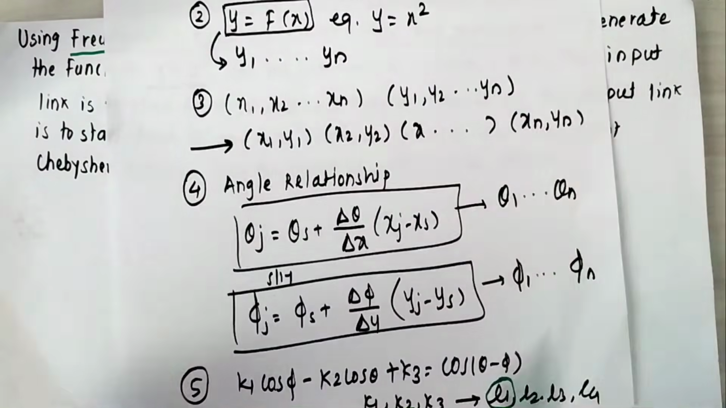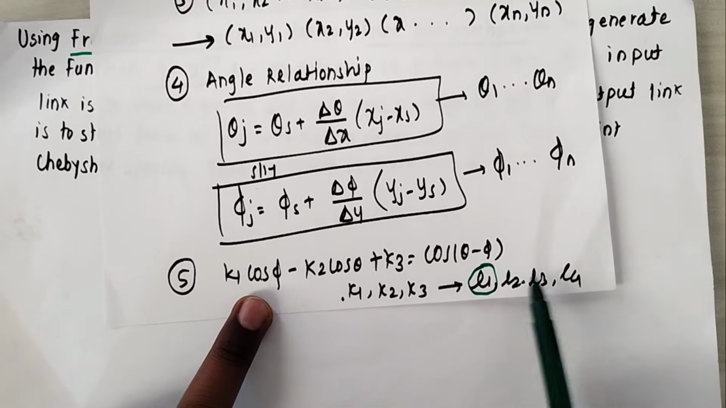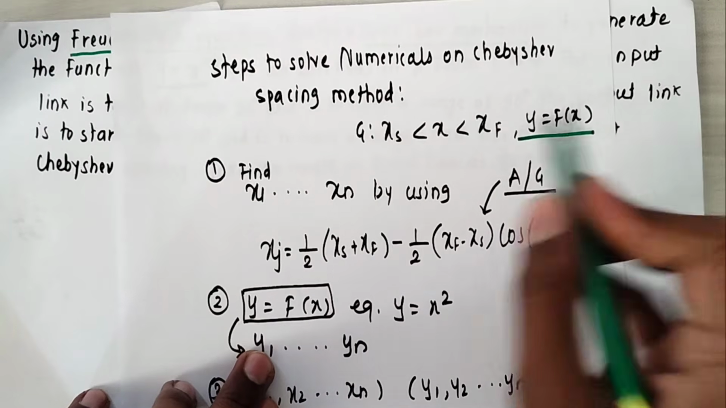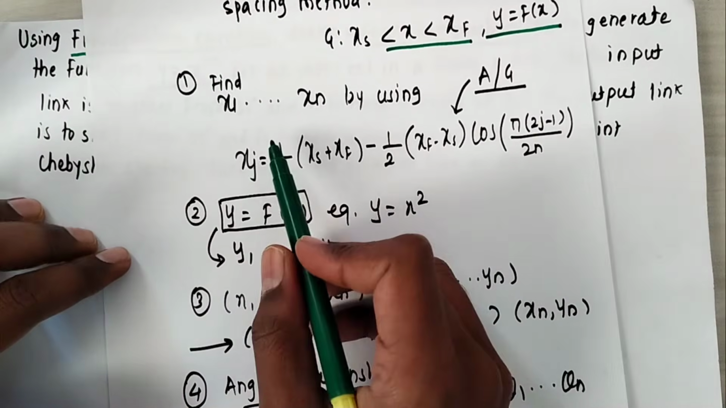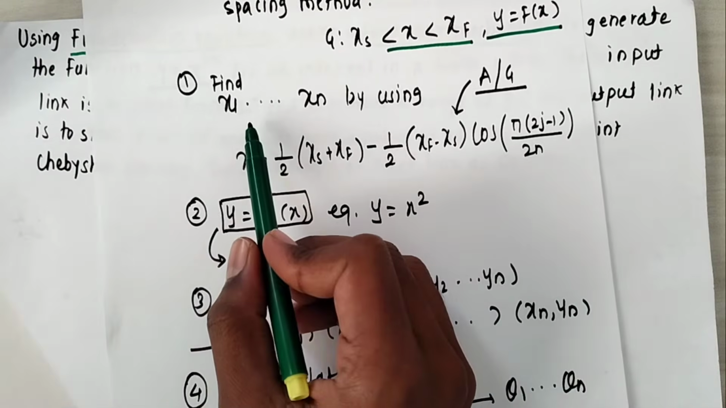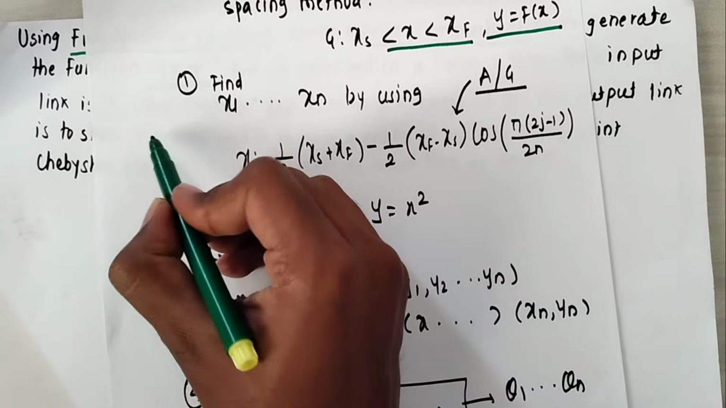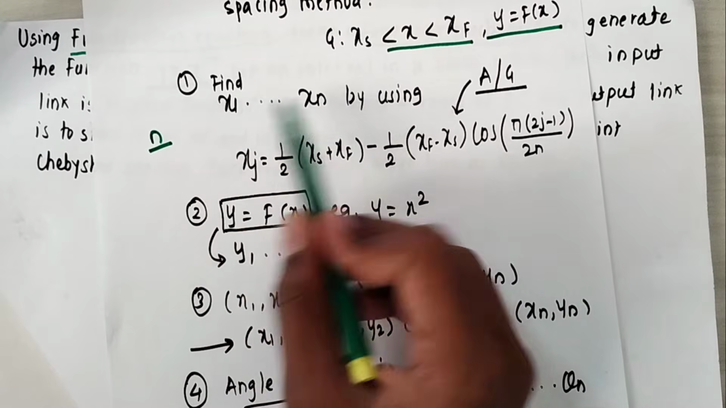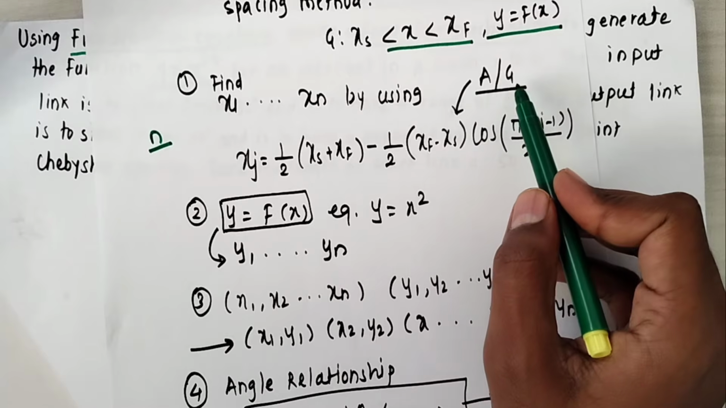So in order to synthesize that mechanism, that is, to find out link lengths L1, L2, L3, L4, provided that a function is given to you, let's say y is equal to f of x, and its range is given to you, then the step by step procedure is like this. In the first step, we are going to find out precision points, let's say x1, x2 up to xn, depending upon the number of precision points defined, that is n. So in the first step, we find out x1, x2 up to xn by using the Chebyshev spacing method. It may be by analytical approach or by graphical approach.